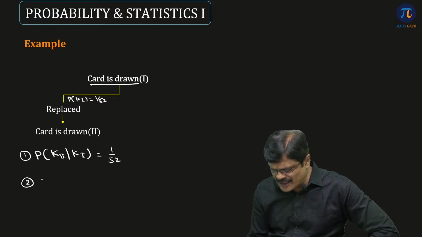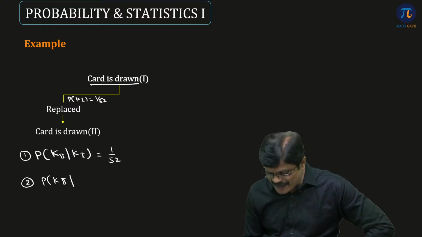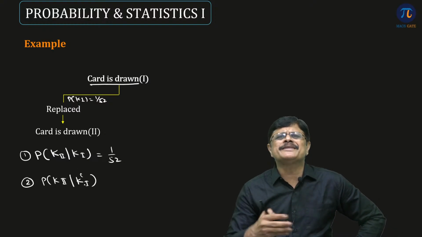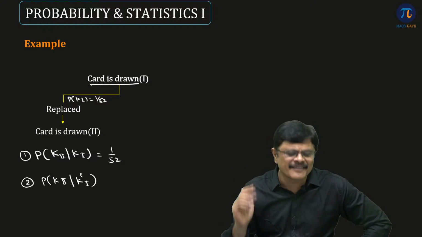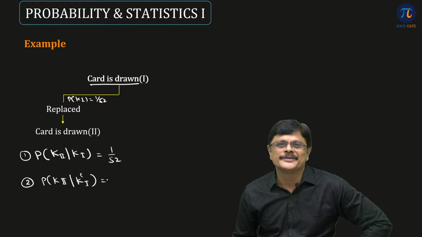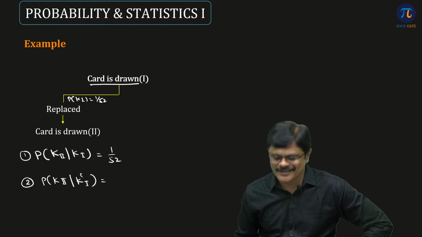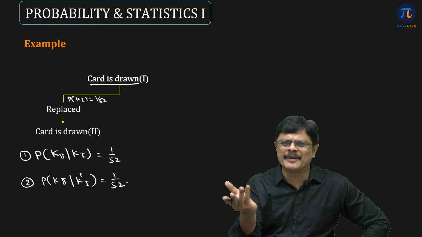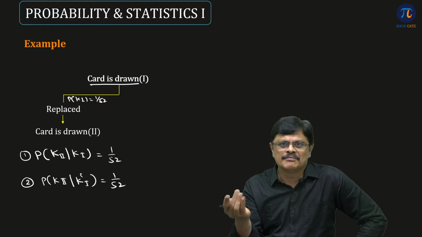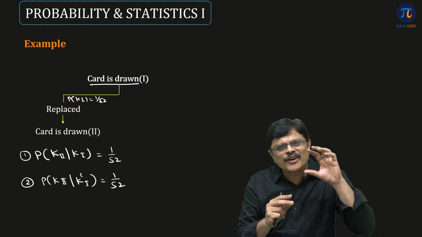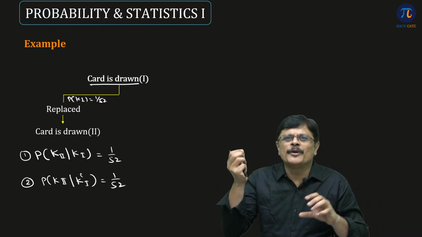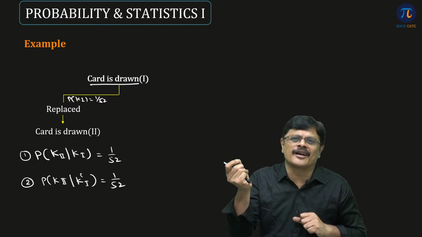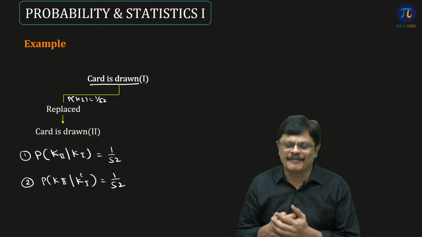Suppose I ask another question: what is the probability of getting king in the second card when it is not king in the first card? Maybe some other card other than king. Then what is this probability? Even this is 1 by 52, because even if it is not a king, it may be some other card, maybe ace, but you replaced it. So you are having all the 52 cards. What is the probability of taking king in the second draw? It is 1 by 52.